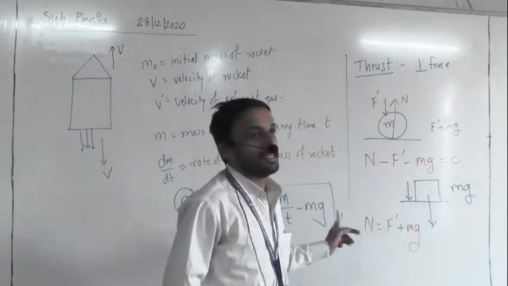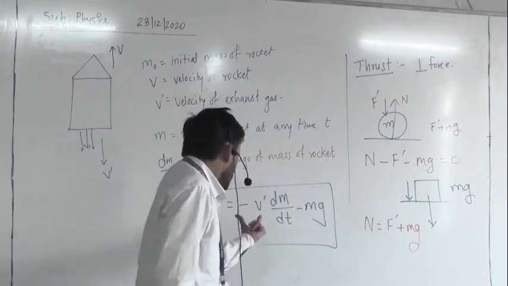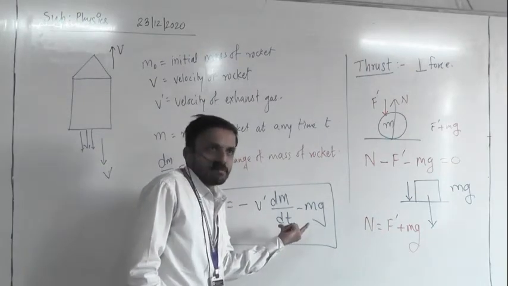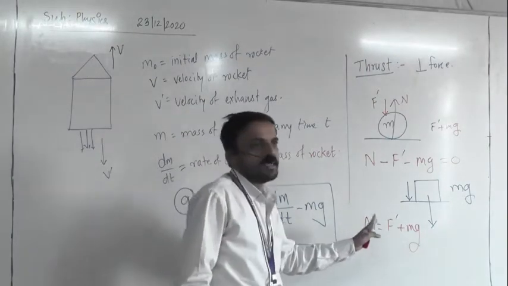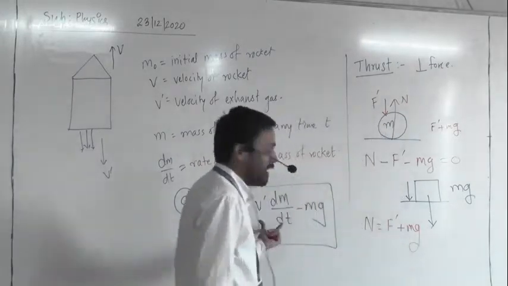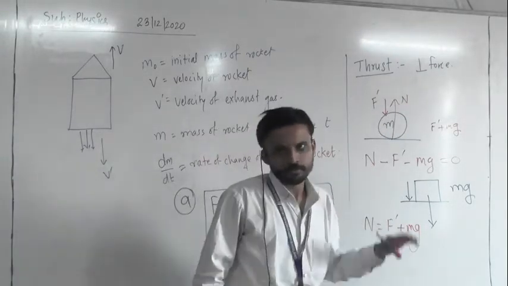If you neglect the gravity, then it is only this: V dash dm by dt. So that also you may write. If we neglect the gravity, then we need V dash dm by dt.